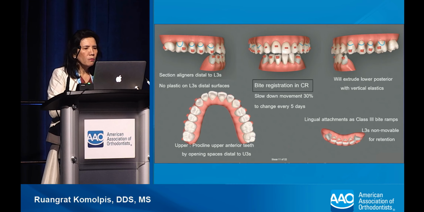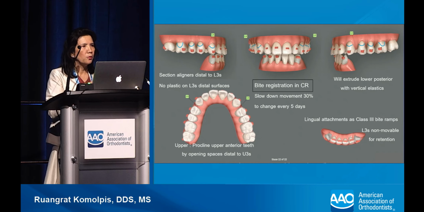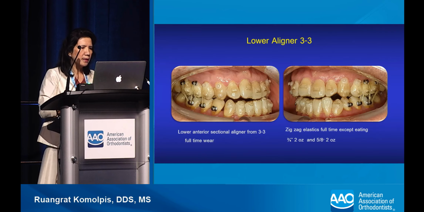I slow down the movement 30% because I'm going to have my patients wear the aligner full time, including eating. So I want them to be able to change aligners more frequently. So I slow down the movement, change every 5 days. In the lower arch, we have lingual attachments that will serve as class 3 bite ramps. You will not bond any composite on your patients. This will just be the bubbles in the aligners for bite ramps.